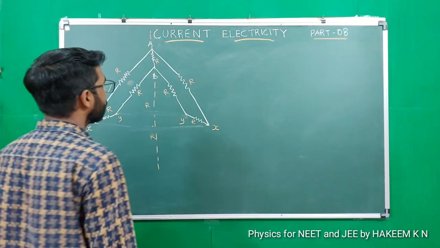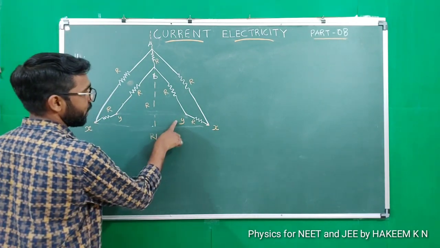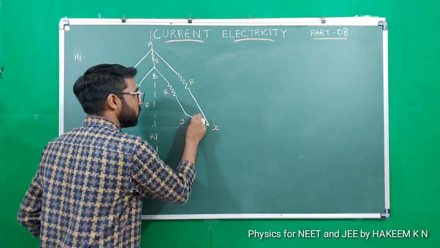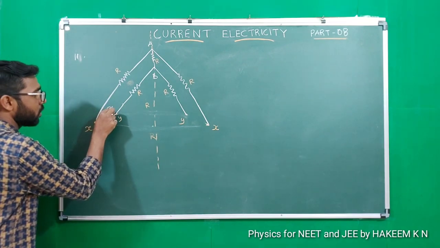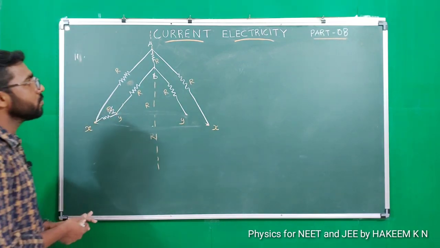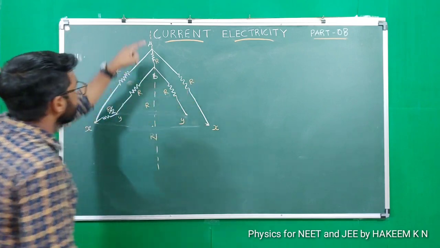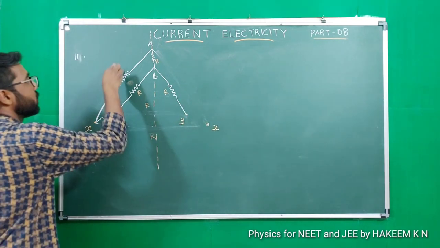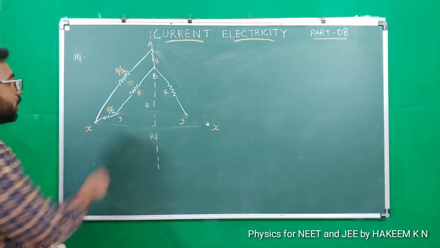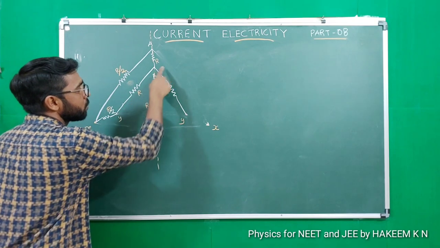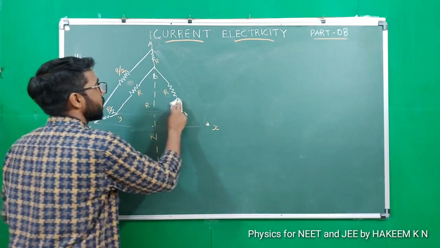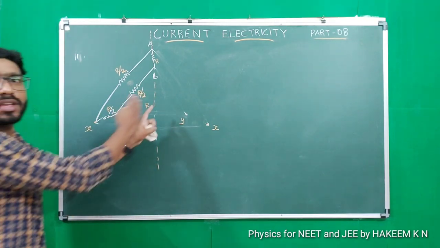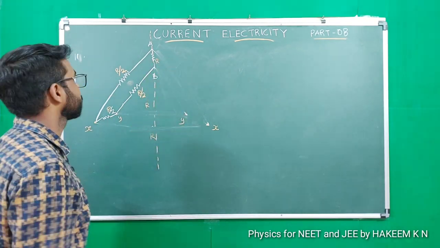Okay, now between y and x, here is an R. Between y and x, here is an R. So effective is R by 2. Here I am writing R by 2. Between A and x, here is an R. Between A and x, here is an R. So I am cancelling this and writing effective here R by 2. And between B and y, there is an R. Between B and y, there is an R. So I am cancelling this, writing R by 2 here. So the network is again reduced to half portion.